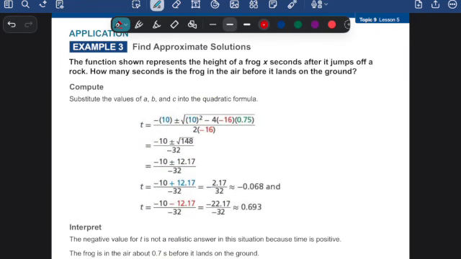So we're going to substitute those values into our quadratic formula. Opposite B is 10 plus or minus the square root of B squared, 10 squared, minus 4 times A times C, all over 2A. Simplifying underneath the radical. 10 squared is 100. Negative 4 times negative 16 is 64. So we're doing positive 64 times 0.75. That's 3/4 of 64. So what's 16 times 3? 48. So we're actually going to be doing the square root of 100 plus 48. And 2 times negative 16 is negative 32.